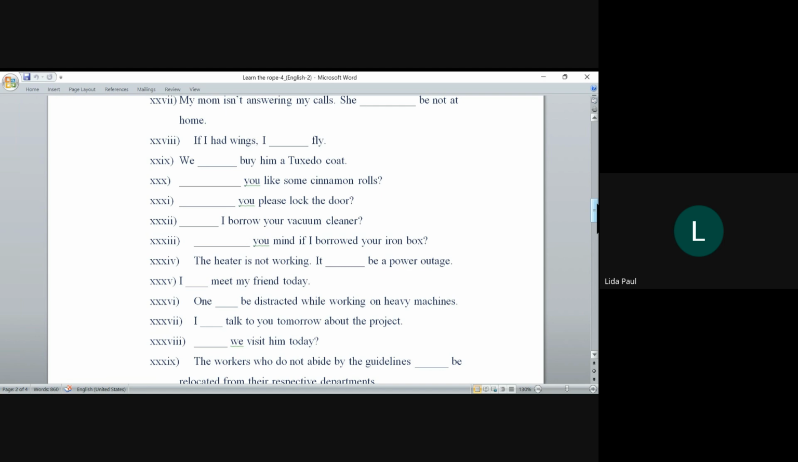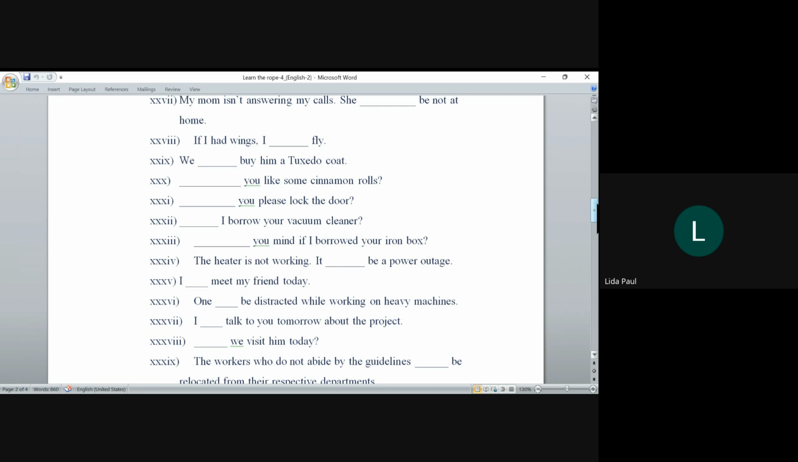Next one. Dash you mind if I borrowed your iron box? Would you mind? Right? Would you mind if I borrowed your iron box? So this is again for permission. So for permission, you can use both could and would. But what is the difference between both of these? Can you tell me?